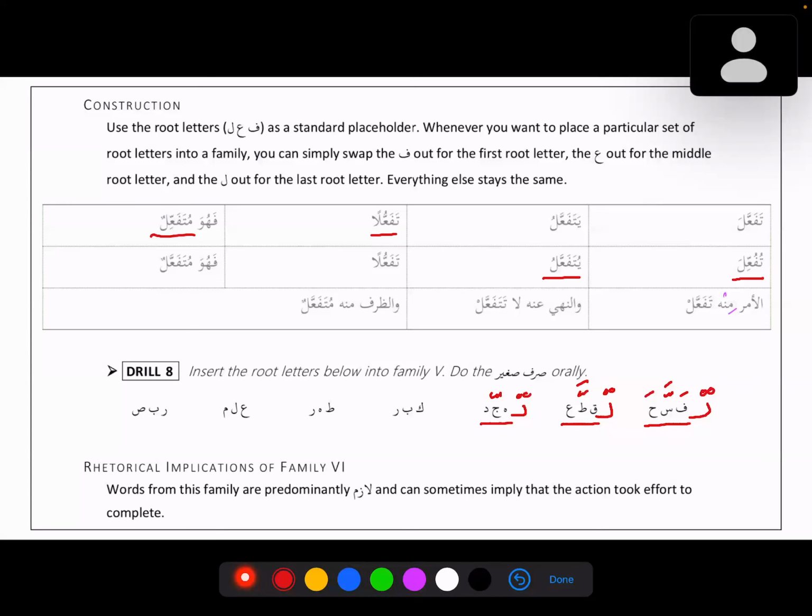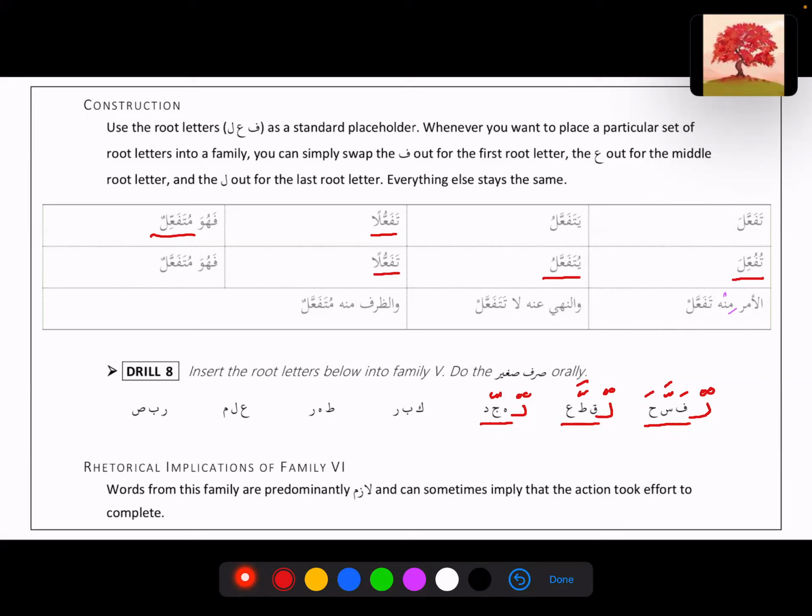So tahajjada. Who is ready? Tahajjada, yatahajjadu, tahajjudan, mujahidun. Next, yutahajjadu, mutahajjudun, tahajjudan.